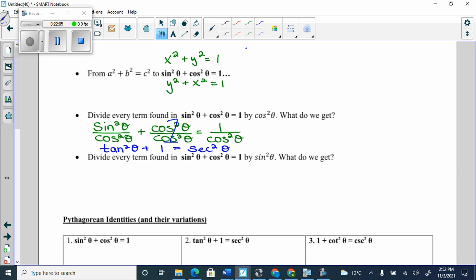The second one, 1 plus tan squared theta equals secant squared theta, comes from just taking that same one and dividing it by cos squared. All of them. Okay? Now the same happens on the third one. So for the third one, we're going to divide them all by sine squared. So we're going to do sine squared theta divided by sine squared theta plus cos squared theta divided by sine squared theta equals 1 over sine squared theta.